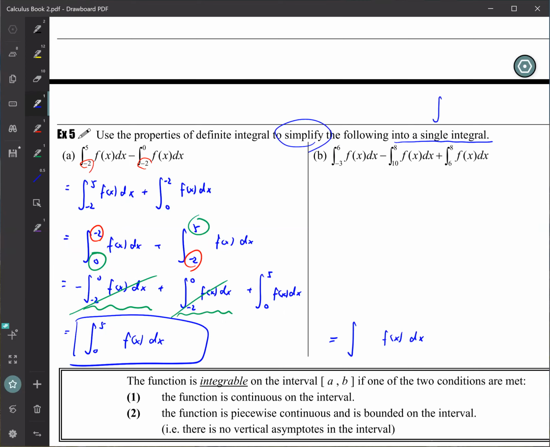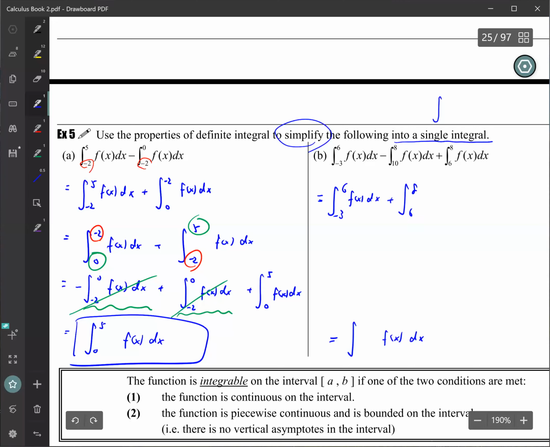Okay, Carrie, can you share with us what you did? Your work, how did you move that around? So I kept the first one the same. Okay, so -3 to 6, yeah. And then I switched integral 10 to 8 and 6 to 8. So I switched places with them. So the 6 is with the first one. Okay, so 6 to 8, and then -10 to 8.